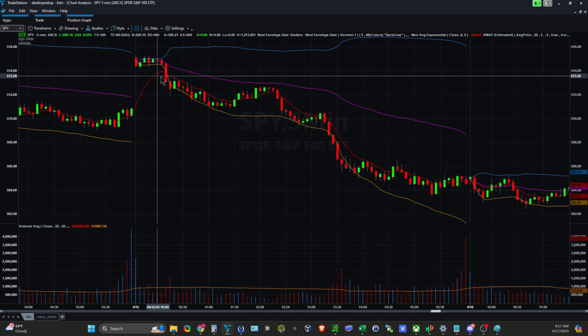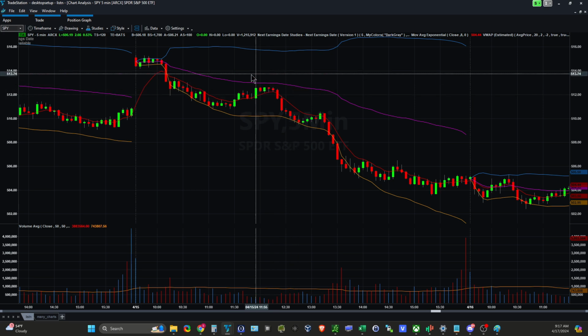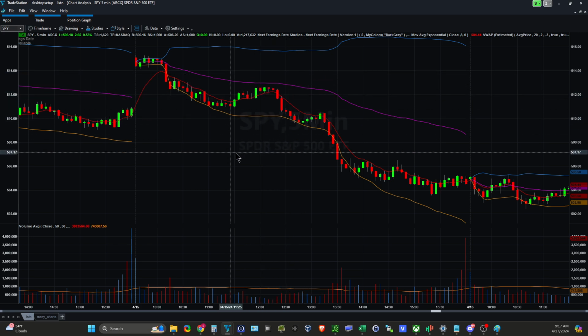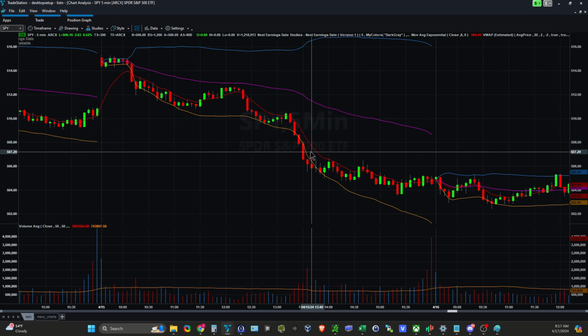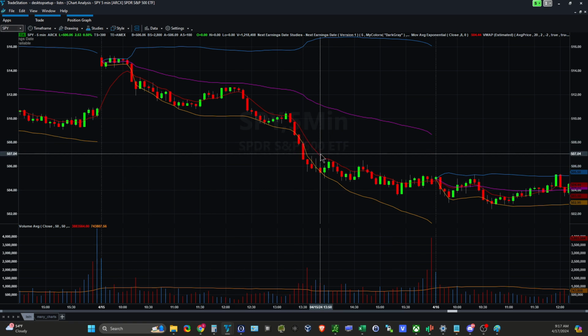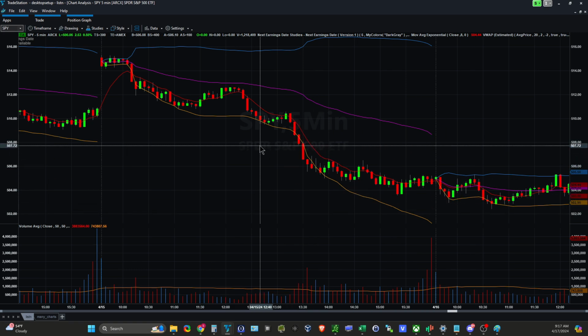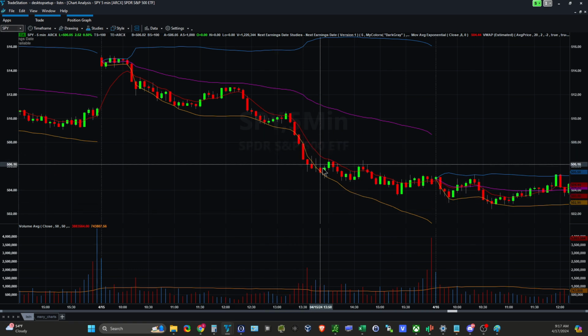And this first rejection of VWAP confirmed it, and this blast down through the low of the previous day confirmed it further. That was the double confirmation, and I would have gotten short here if I was trading this.